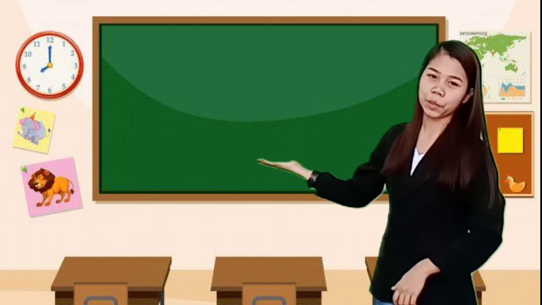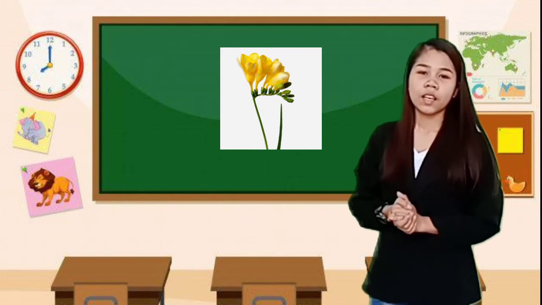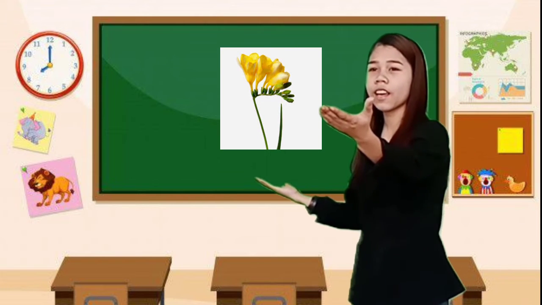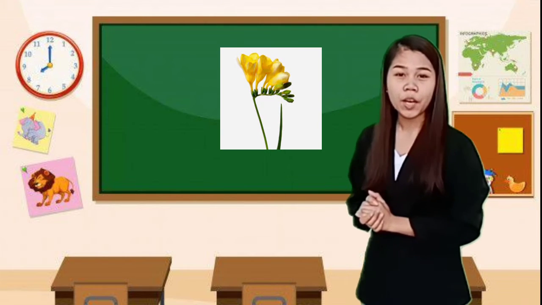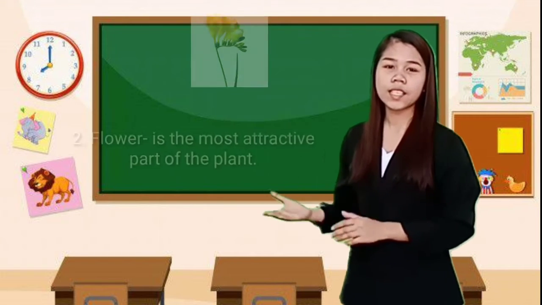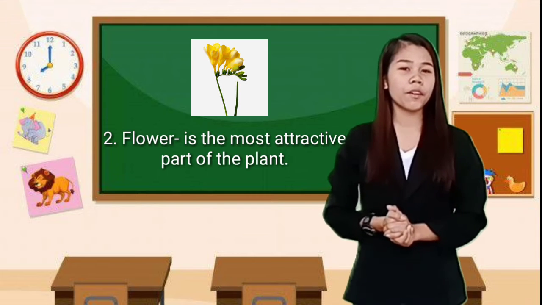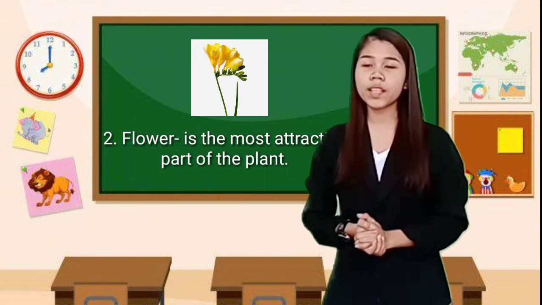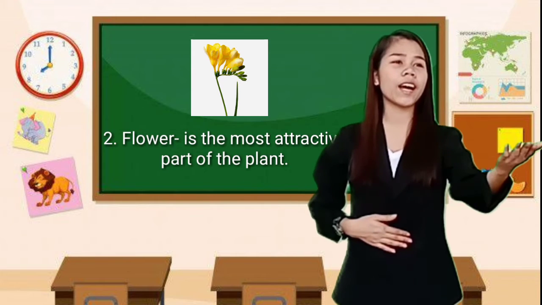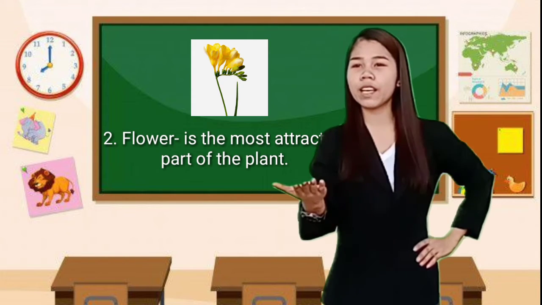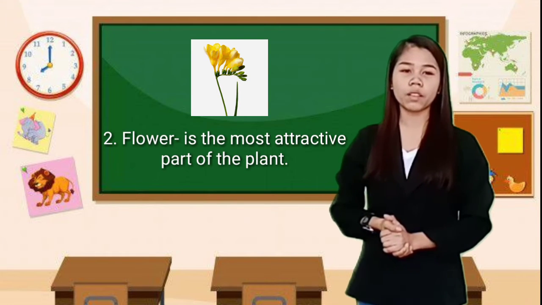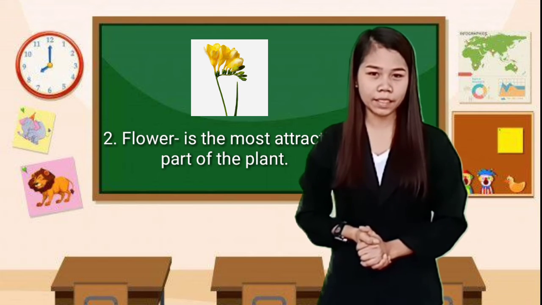I will show you this picture. What have you noticed about this picture? Judy? It is yellow and beautiful. This part is called the flower. This is the most attractive part of the plant. Again, what is the function of the flower? Class, Jane, Erica, how about you, Lian? Okay, the flower is the most attractive part of the plant.